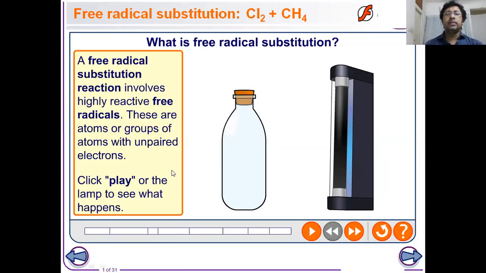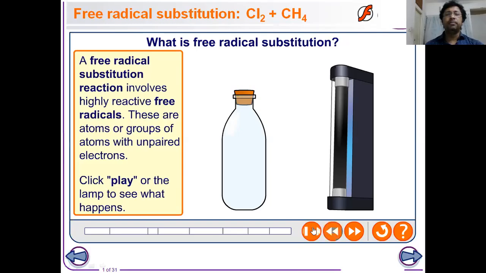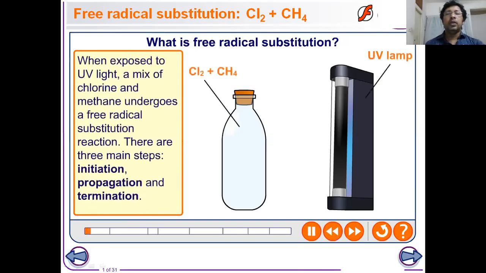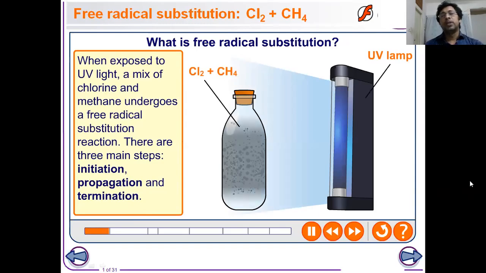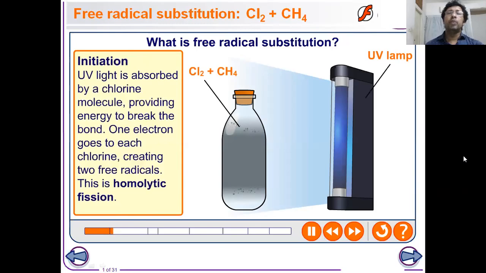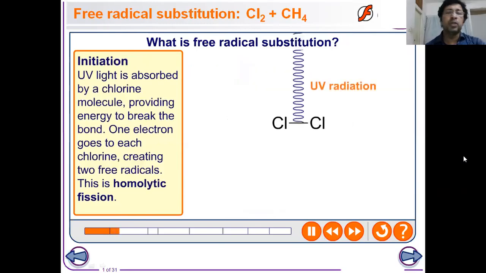In this type of mechanism, we will have 3 different steps, that is initiation, propagation, and termination. First, to initiate the reaction, we have to use ultraviolet light. Without the presence of ultraviolet light, this reaction will not happen.